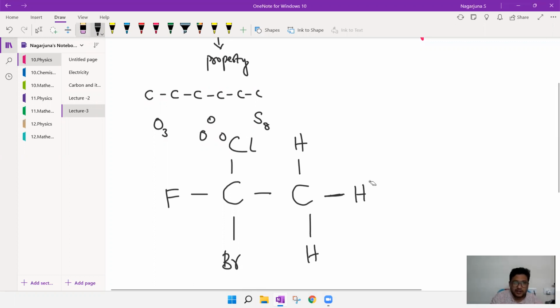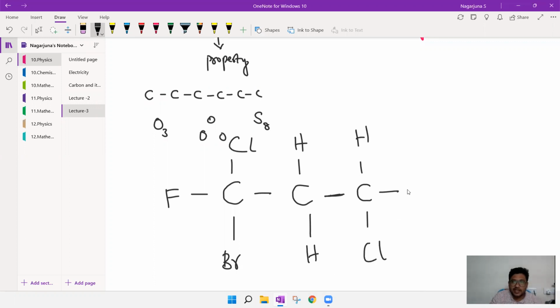If there is no hydrogen but another carbon, then again this carbon needs another 3 elements. If it is hydrogen and chlorine, again there is 1 valency. If there is some other element, the chain will stop. If it is again carbon, the chain continues. Like that, carbon can combine with the same carbon element to form long chains. That property is known as catenation.